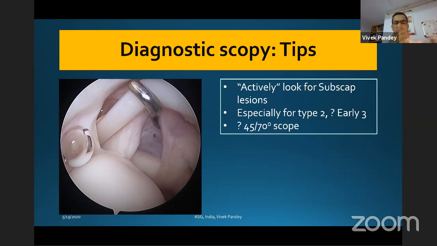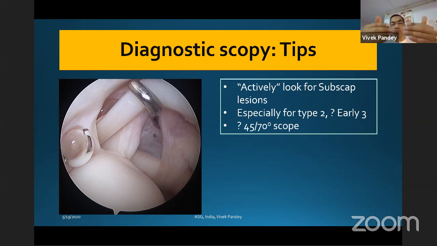Diagnostic tips. Anyway, I think JC will discuss it in detail. Always look actively for the subscap lesion, pull the biceps, and check for the pulleys. You can see the anterior pulley and the posterior pulley. Look to see if you're going to spare the biceps, is it normal? Is it worth sparing? Type 1 and especially type 2 and early type 3 are very hidden. What you are thinking is type 1 could actually be type 3.